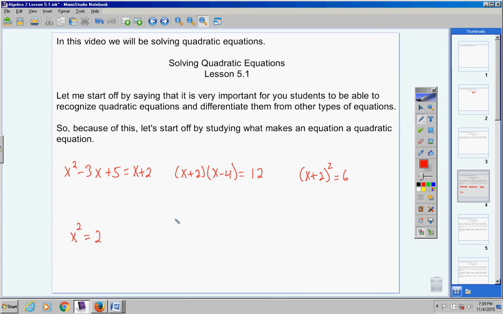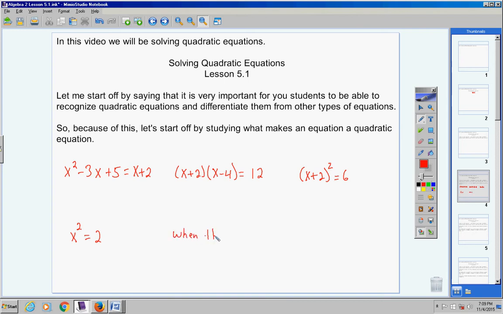Now, all of these equations are quadratic equations. Let me explain why. Please watch carefully. Anytime you have an equation, I really should have typed this sentence for you and I apologize for not. So go ahead and copy this down, okay? A quadratic equation exists. Are you ready?